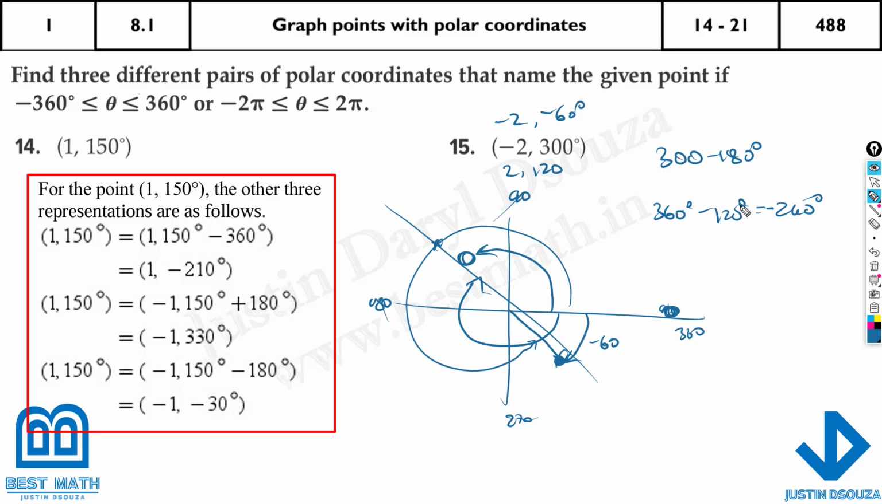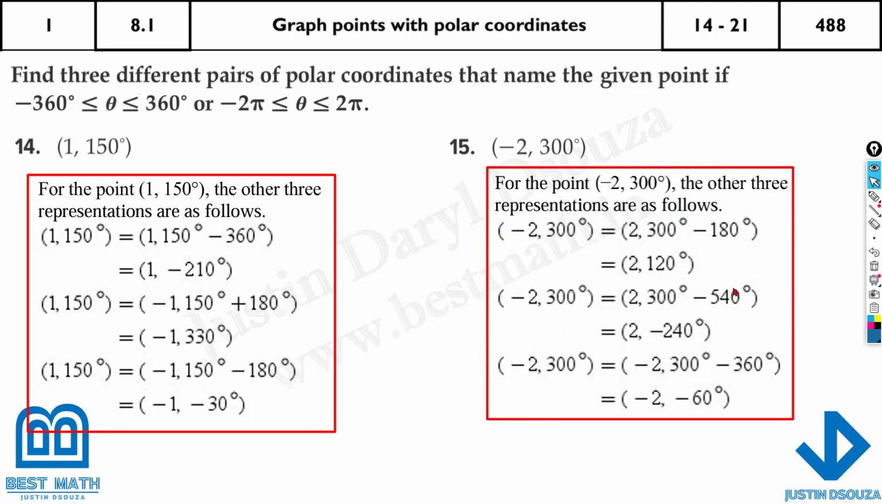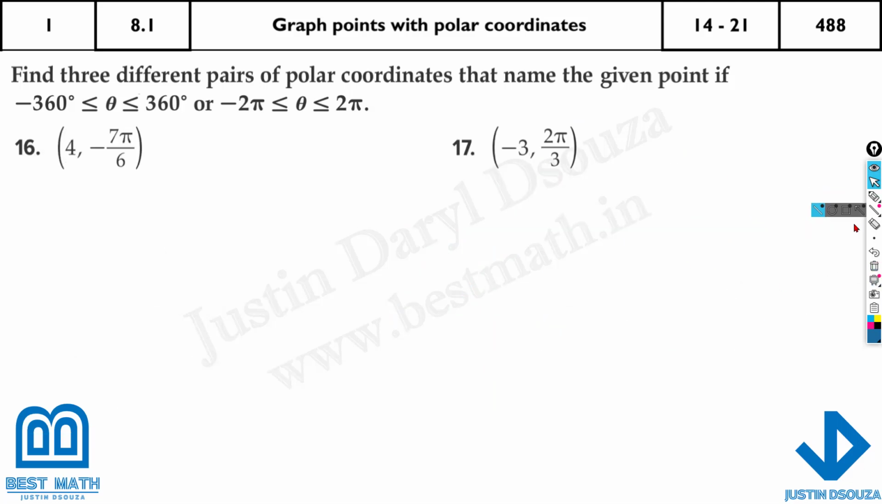Now, actually, I made a mistake. You can just take it as 120 minus 360. You will get exactly this value. Hope that's clear. So the 4 ways to represent: one is already given. One more would be 2, 120 degrees, which we directly did. Minus 2 and minus 60 degrees, and 2 and minus 240 degrees. So you can just play around with it in your own ways. You can find this out.